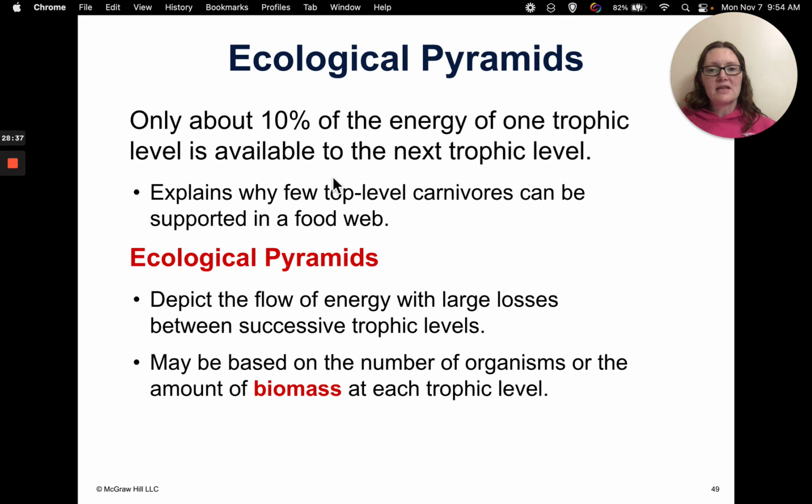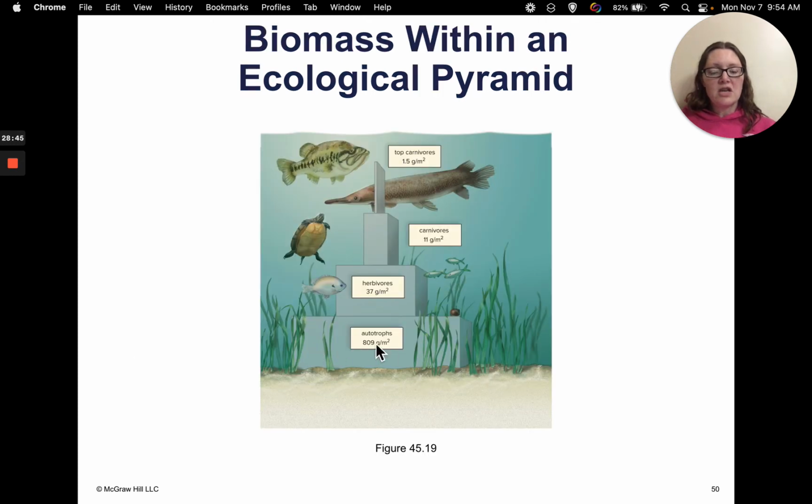And as I was saying, only about 10% of the energy of one trophic level is available to the next. So most of the energy is at the bottom, and then there's very little energy available at the top because only about 10% of the energy gets transferred each level you move up.